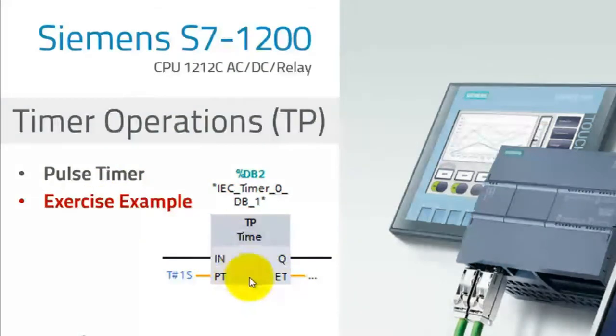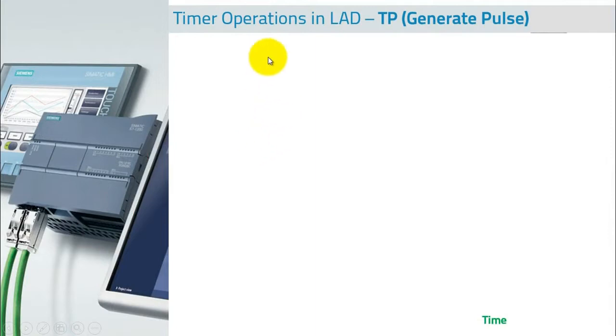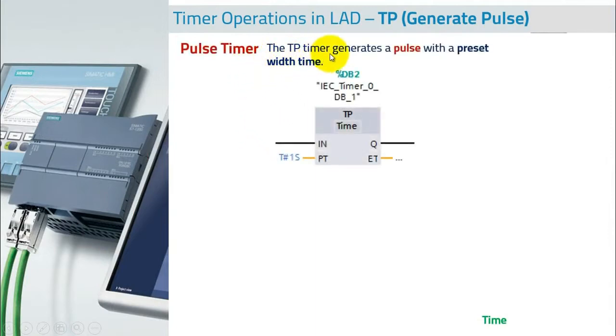So this is the block diagram of a pulse timer. So let's understand its details. It says the pulse timer generates a pulse with a preset width time. So there are three keywords: preset, width, time.